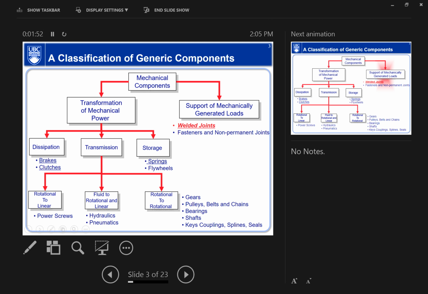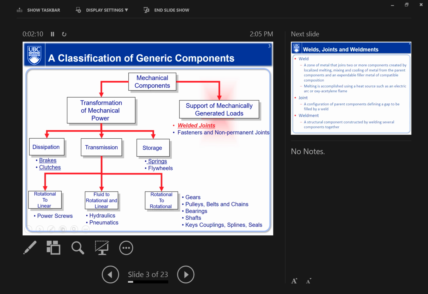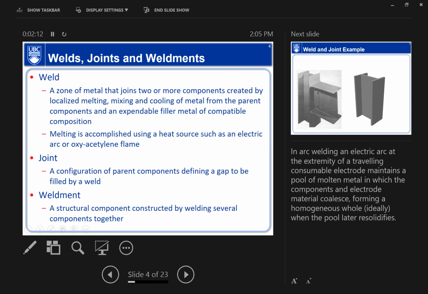Again, this is the diagram we have seen many times, and as you can see, we're here, at supporting the mechanical generated loads. So welded joints, just like what we just finished, the fasteners. A couple of definitions first, and then we'll use my OneNote to go over some specifics, but first some simple definitions.